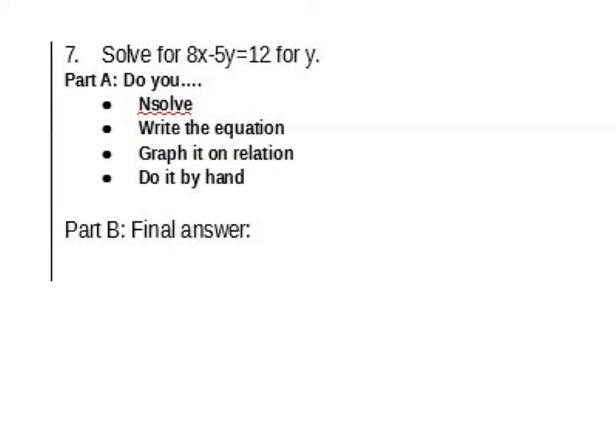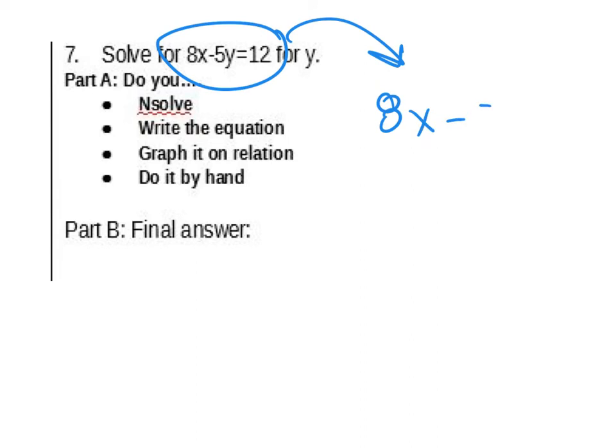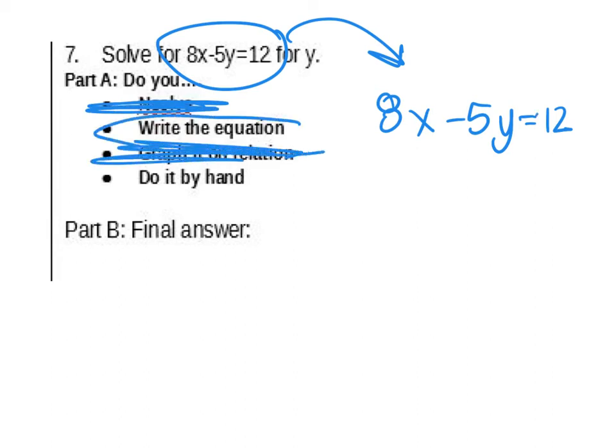Okay, so we're going to do the same thing with number 7, but now we're going to use numbers. So I'm going to write 8x minus 5y is equal to 12. Since it has multiple variables, we cannot do n-solve. And since it does not have an inequality, we cannot do it on relation. So we're going to do it by writing the equation and doing it by hand. So I'm going to move 8x to the right. That's a positive 8, so I'm going to subtract 8x.